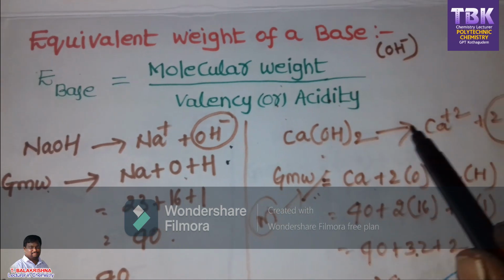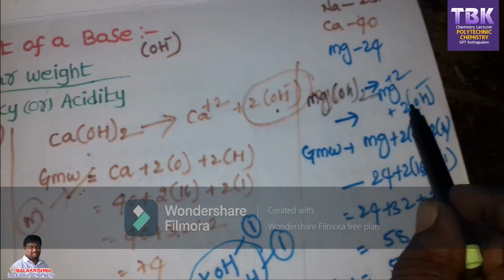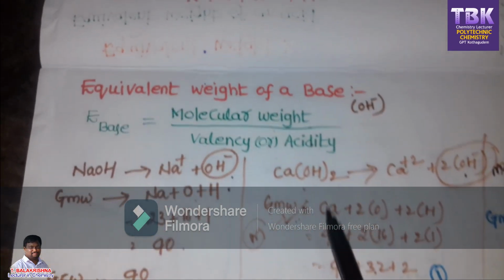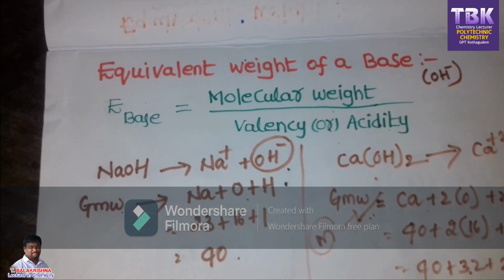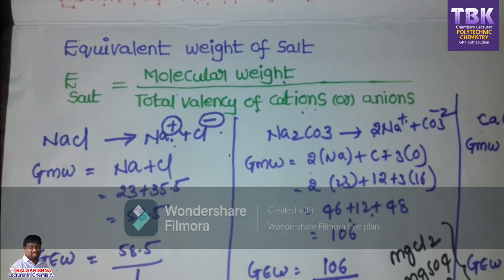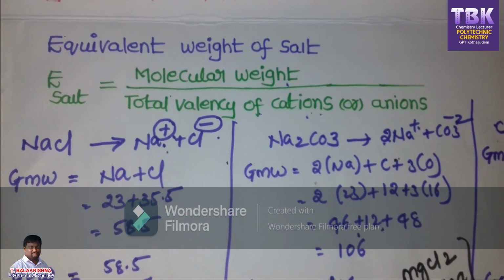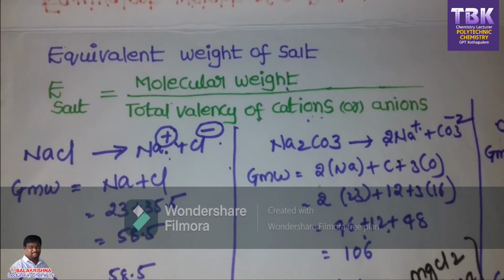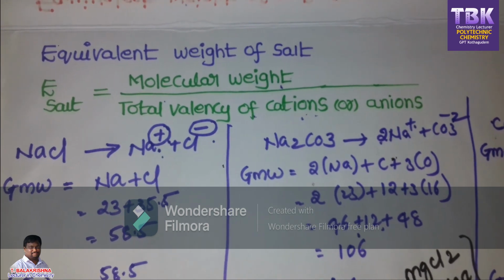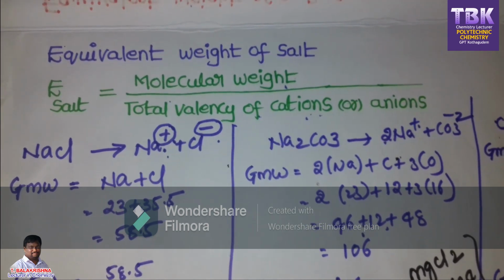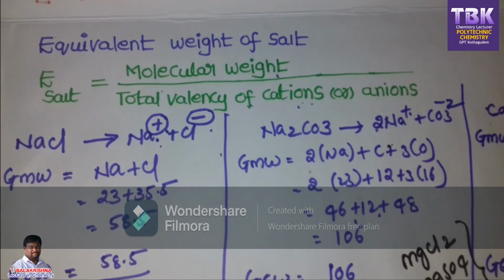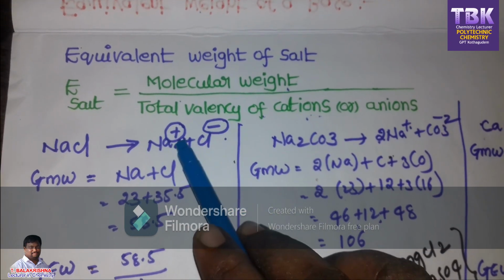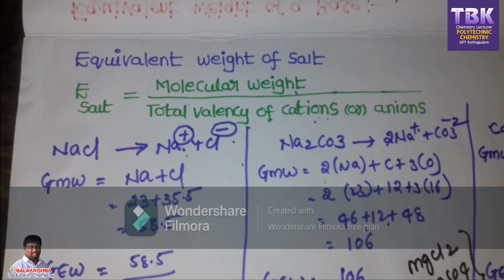If it has 1, if it has 2, that is the valency. If it has 2, that is the valency or acidity, the number of replaceable hydroxyl groups it has. The formula is molecular weight by acidity. If you want to calculate the equivalent weight of a salt, the formula is molecular weight by total valency of cations or anions. Here the total number of cations, positively charged ions. So you consider only positives or negatives.